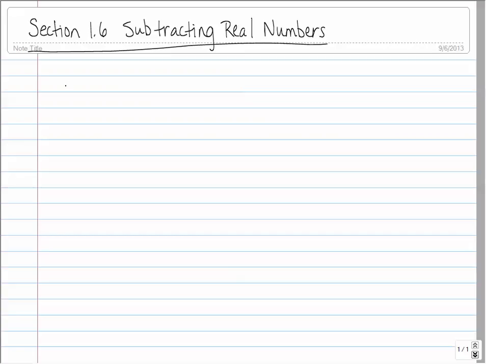Okay, when you're subtracting two numbers, like if you have a minus b, that means the same thing as a plus negative b. So you can change all your subtraction problems to addition problems. All you have to do is change the minus sign to a plus and change the sign of the number behind it. If it were a minus a negative b, that would be equal to a plus b. You change the minus to a plus and change the sign of the negative b to a positive b. And then you go by your addition rules.